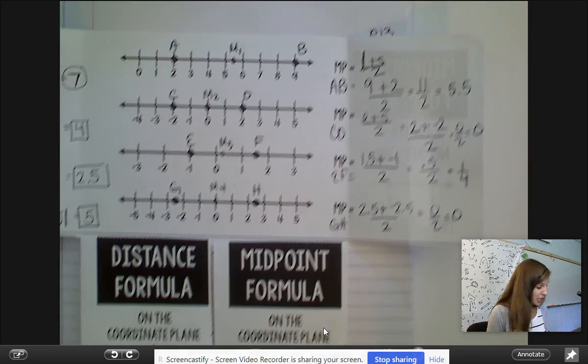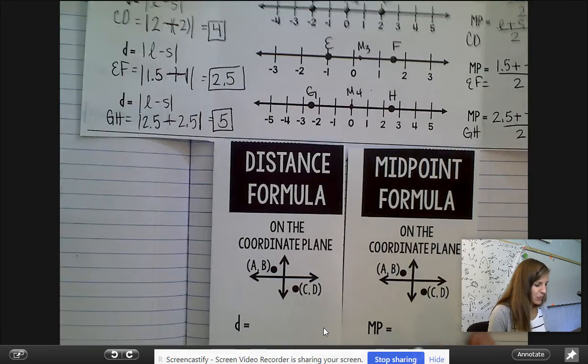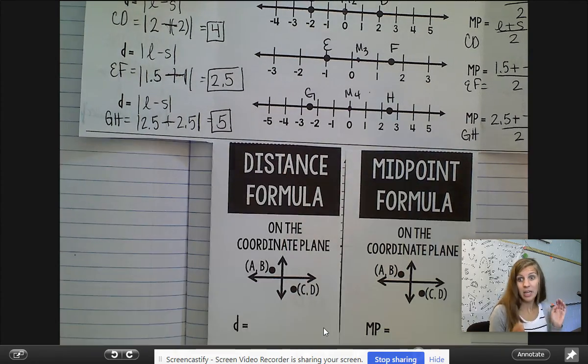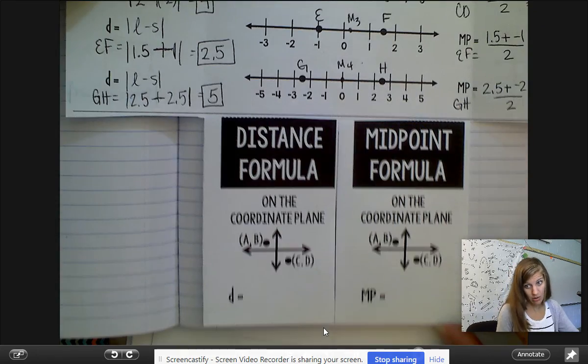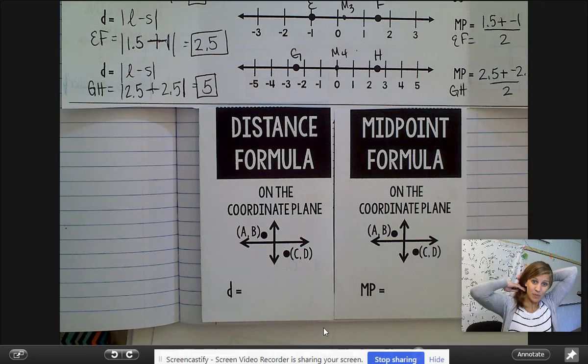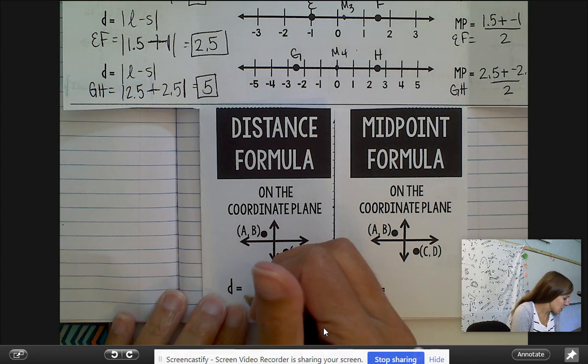Now, if we are not so lucky to be on a number line, but we are in a 2-dimensional space, so on the coordinate grid, or on the coordinate plane, again, there are formulas. I will give them to you now. If you like to memorize formulas, you may do that. There's also a way to count though.